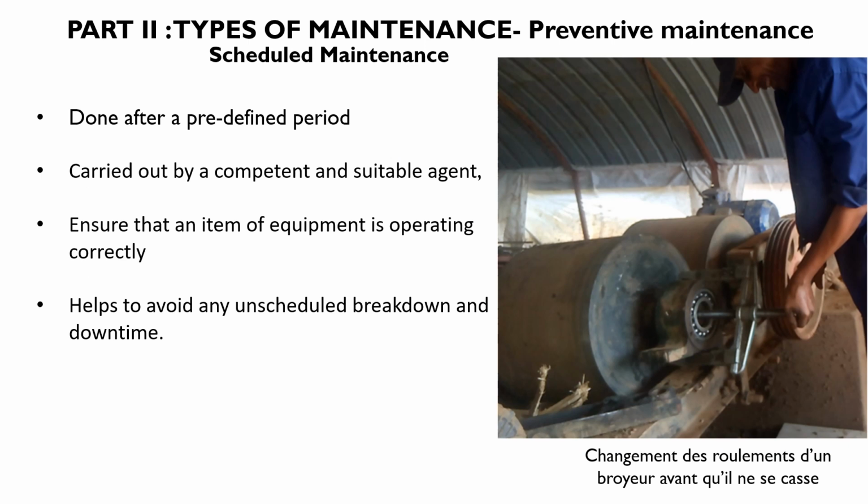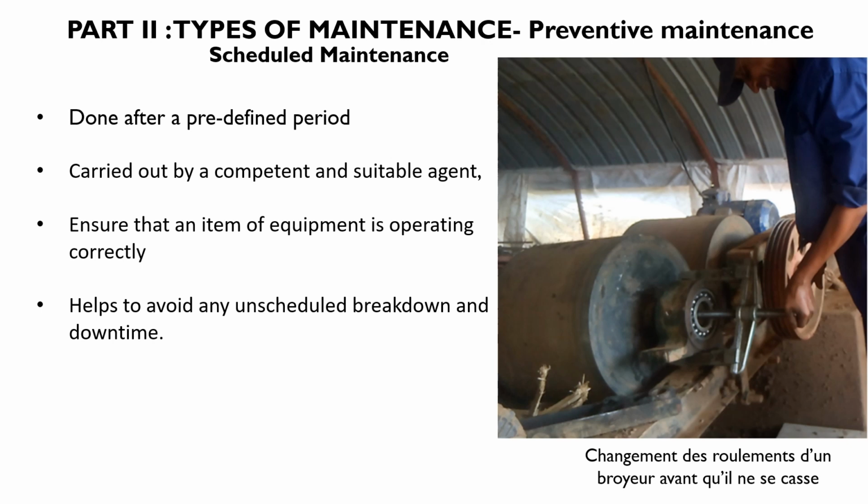Proceeding with scheduled maintenance. Scheduled maintenance is any variety of planned maintenance work to an object or item of equipment. Specifically, scheduled maintenance is a planned service visit carried out by a competent and suitable agent to ensure that an item of equipment is operating correctly and to therefore avoid an unscheduled breakdown and downtime.